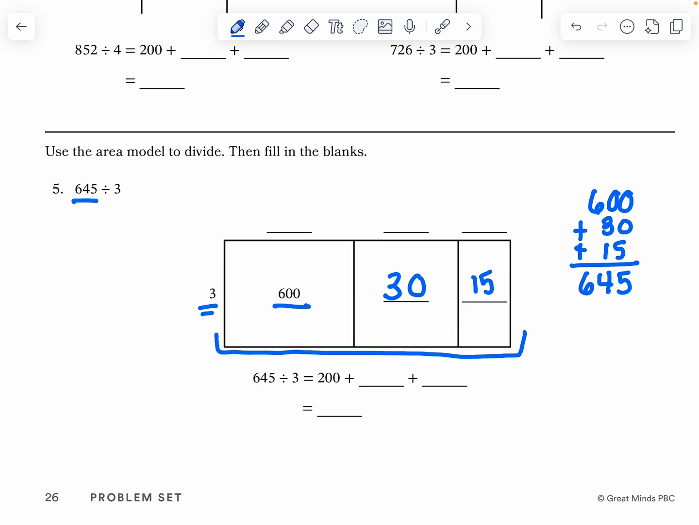600 divided by 3 is 200. 30 divided by 3 is 10. 15 divided by 3 is 5. And now we need to add these partial quotients together. 200 plus 10 plus 5 is 215.